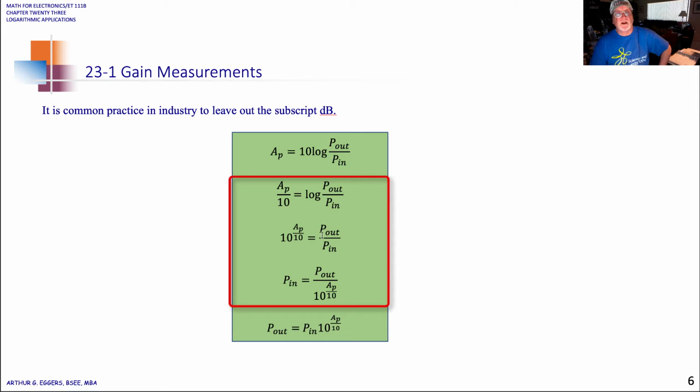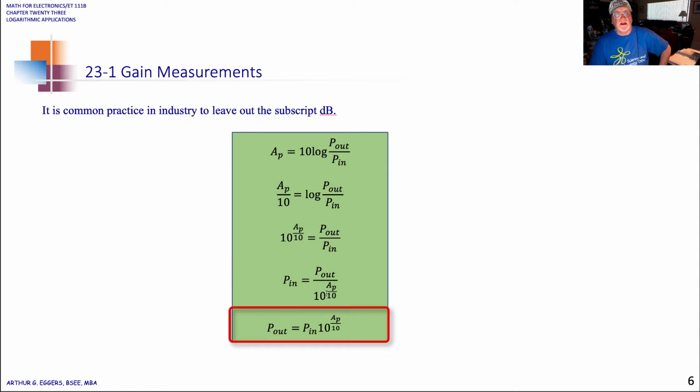So I have freed up the power out over the power in, and now I can solve for power in. Power in then becomes the output power divided by that exponential value. If conversely I wanted power out, I move the 10 to the exponent value over to the left side, and it becomes a product of power in times that value to give me the power out.